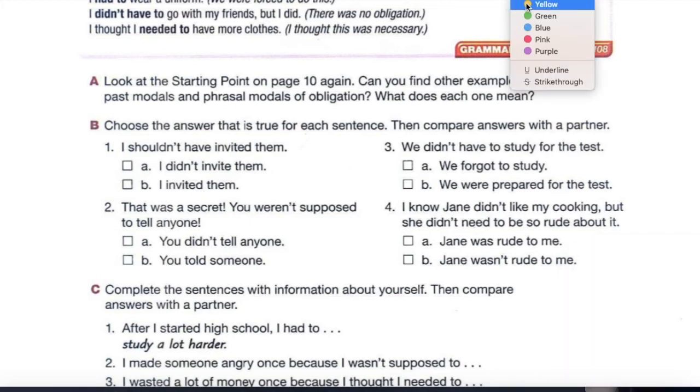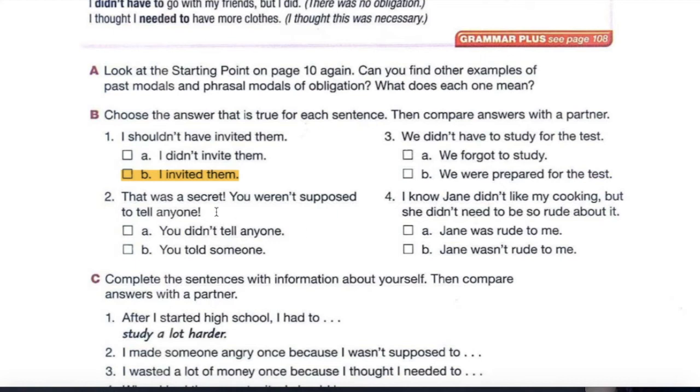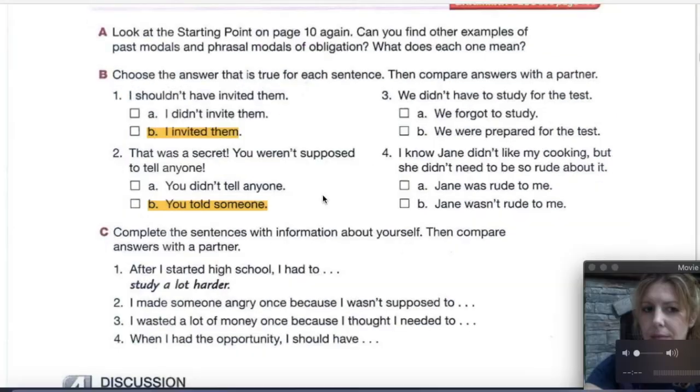All right, so let's go ahead and mark that one. Let's look at number 2. That was a secret. You weren't supposed to tell anyone. A, you didn't tell anyone, or B, you told someone. B, you told someone. So you weren't supposed to tell anyone. That means you told someone.